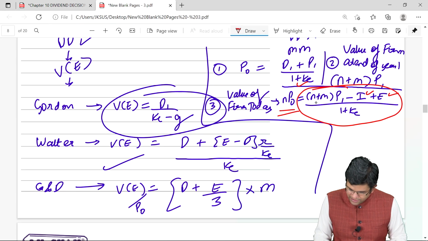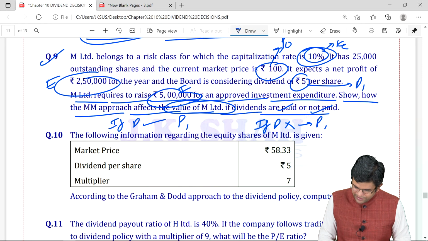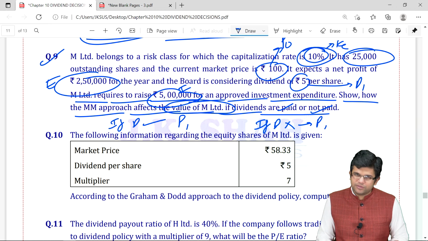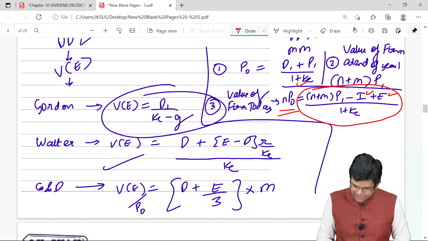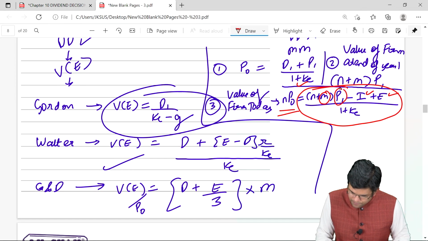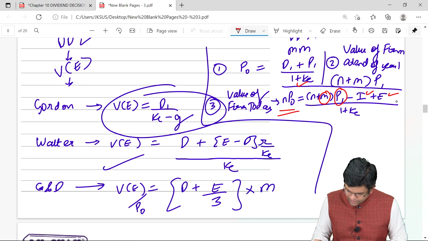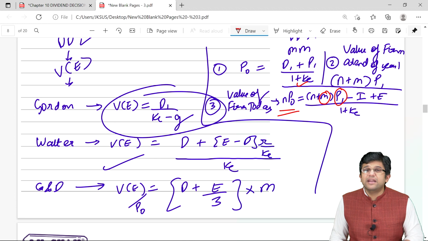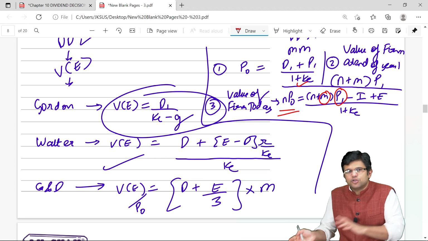So now what is N plus M the whole into P1? Children, N are your existing equity shares. So existing equity shares, children, you have are 25,000, that you know. But children, your M and your P1, these are the only 2 items which will differ if you give dividends or don't give dividends.